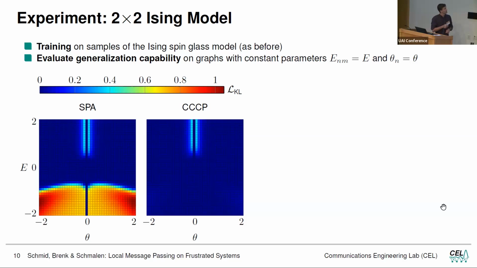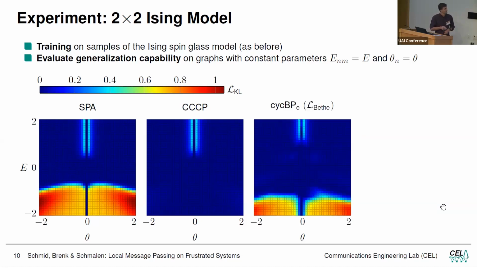And the color indicates basically the KL divergence to the true marginal, so basically the approximation quality. And we see for the sum product algorithm that especially here for negative couplings, so for these frustrated systems I mentioned earlier, there's a very bad behavior here. And in comparison, the CCCP algorithm, so this direct minimization, performs quite a bit better here.